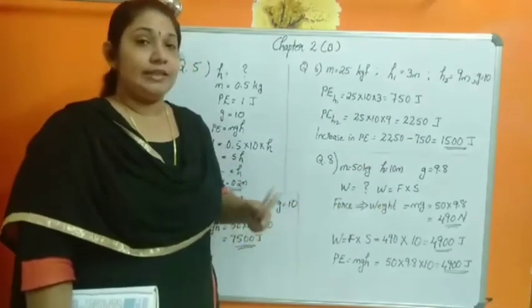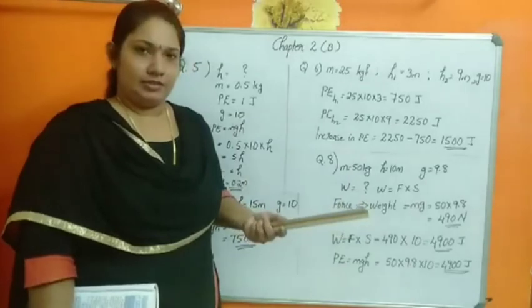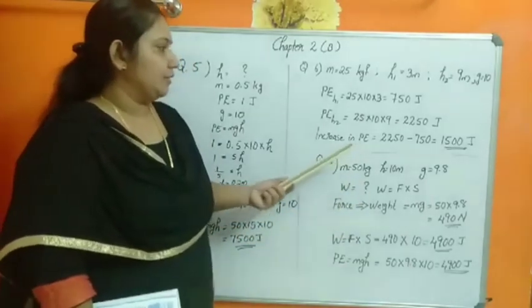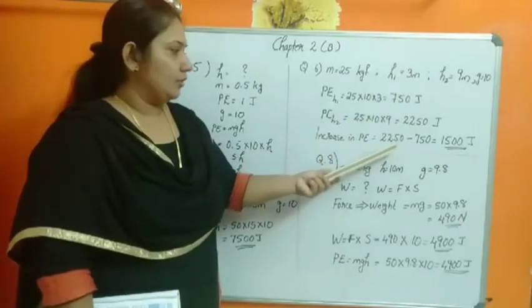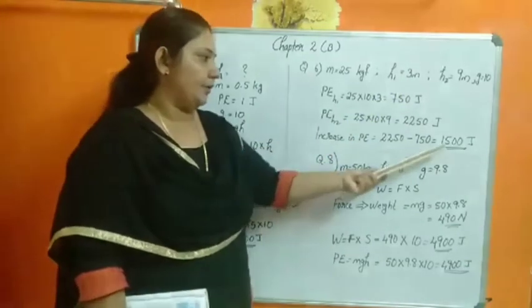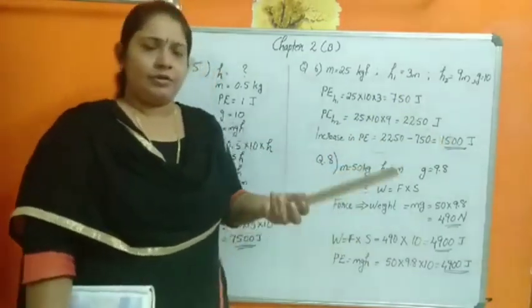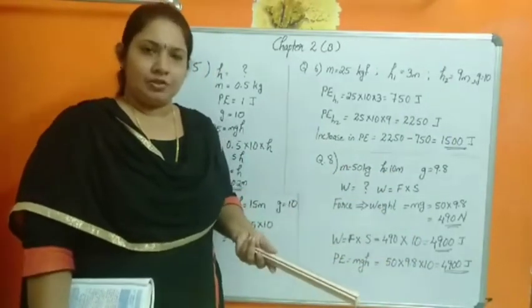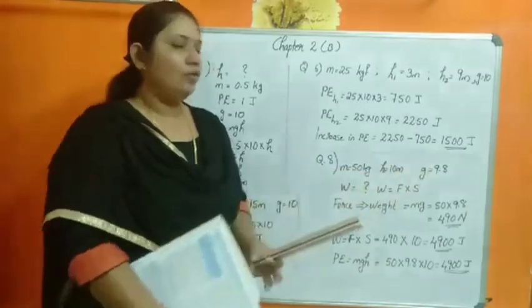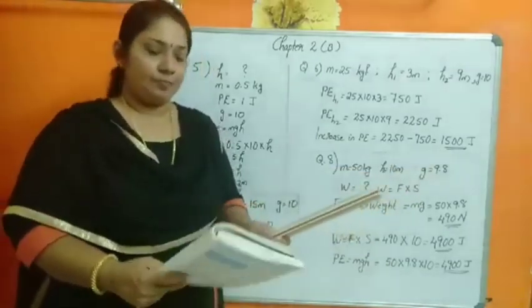So the question is the increase in its potential energy. We can find the increase, which means final energy minus initial, that is 2250 minus 750. That will be the increase, or you can say the change in potential energy or increase in potential energy. So we got the answer 1500 joule.